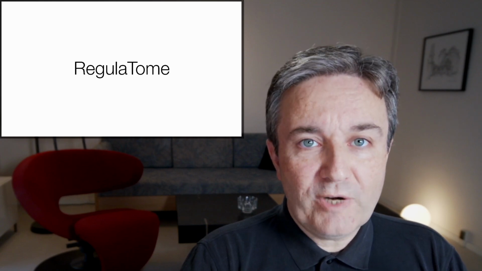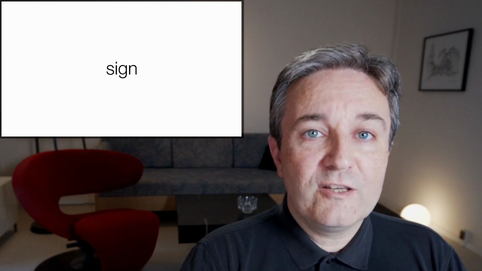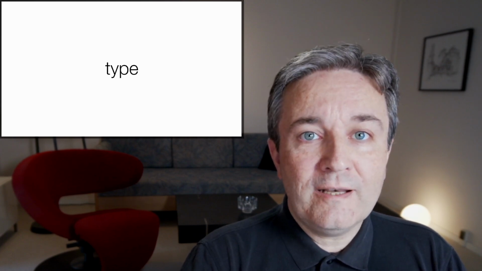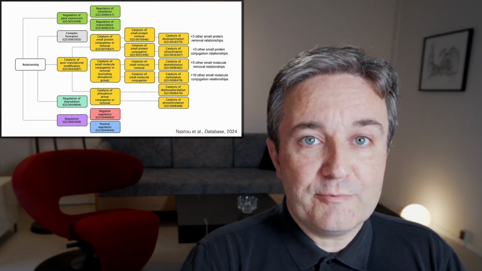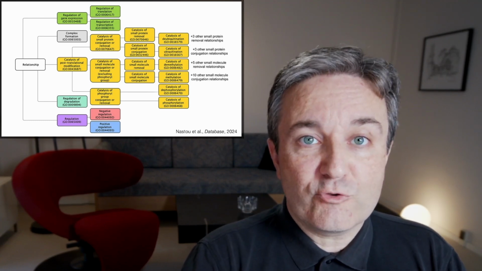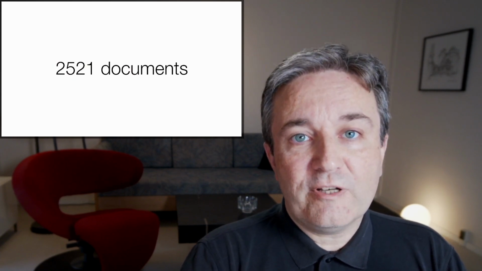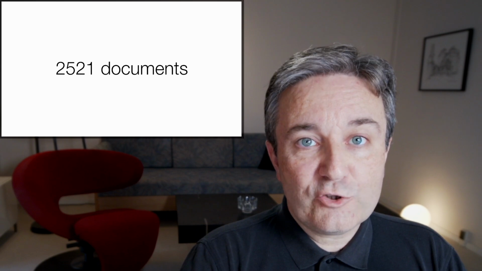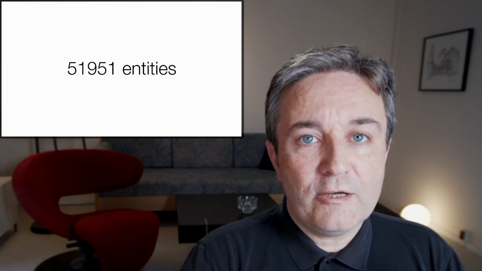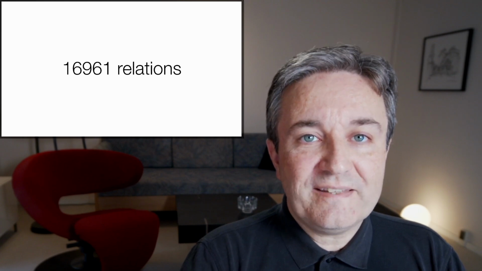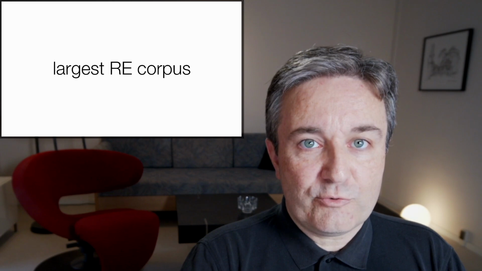The third corpus is RegulaTome. It consists of regulatory interactions which have both direction, sign, positive or negative regulation, and the type, which can be from this very large ontology of many different types of regulation, phosphorylation and transcriptional regulation being just 2 of them. It has 2,521 documents with a total of 51,951 entities and 16,961 relations. It is the largest relation extraction corpus to date.